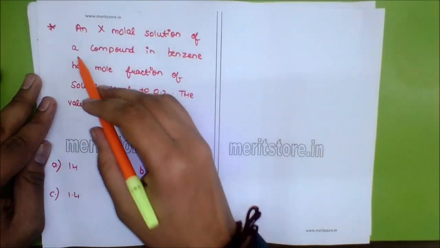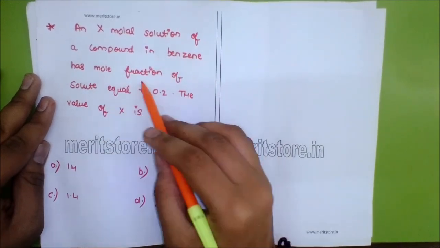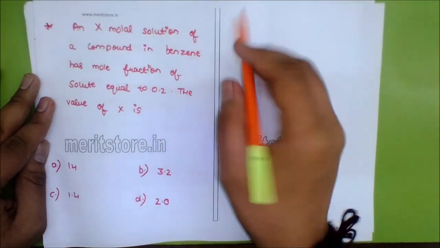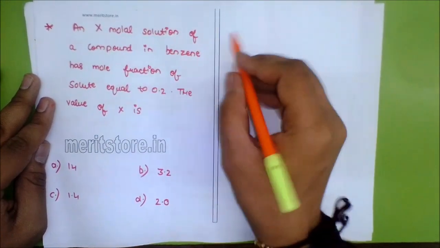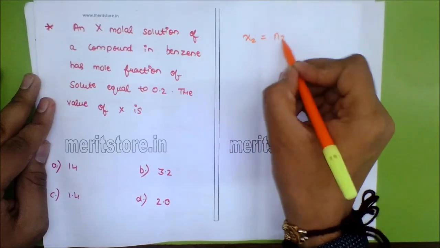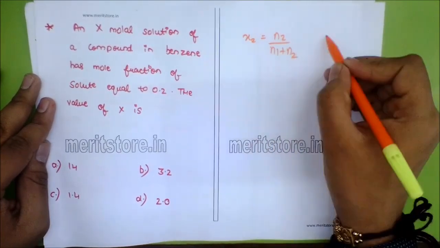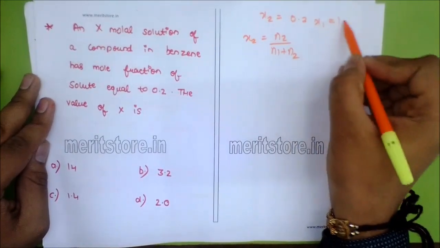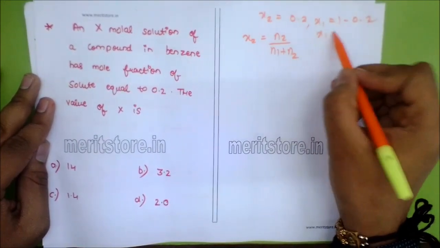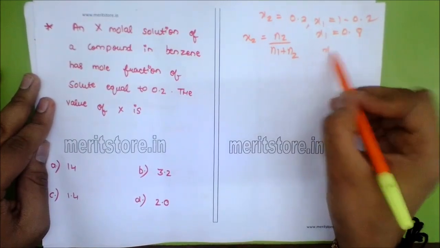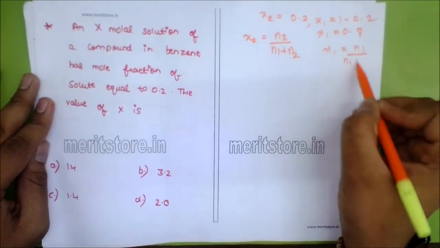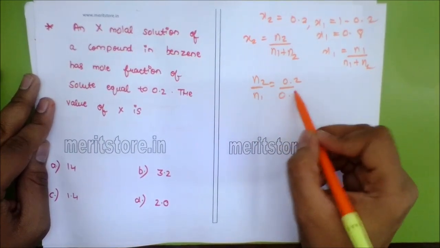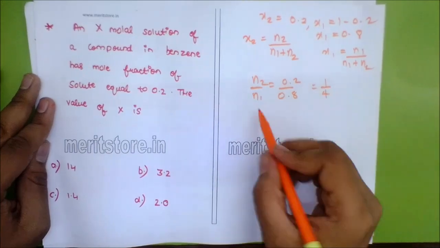X molar solution of compound in benzene has mole fraction of solute equal to 0.2. The value of X is. Now we know X2 is equal to N2 upon N1 plus N2. Value for X2 is equal to 0.2. X1 will be 1 minus 0.2, X1 will be 0.8. X1 is N1 upon N1 plus N2. N2 upon N1 is equal to 0.2 upon 0.8, which gives us 1 by 4.